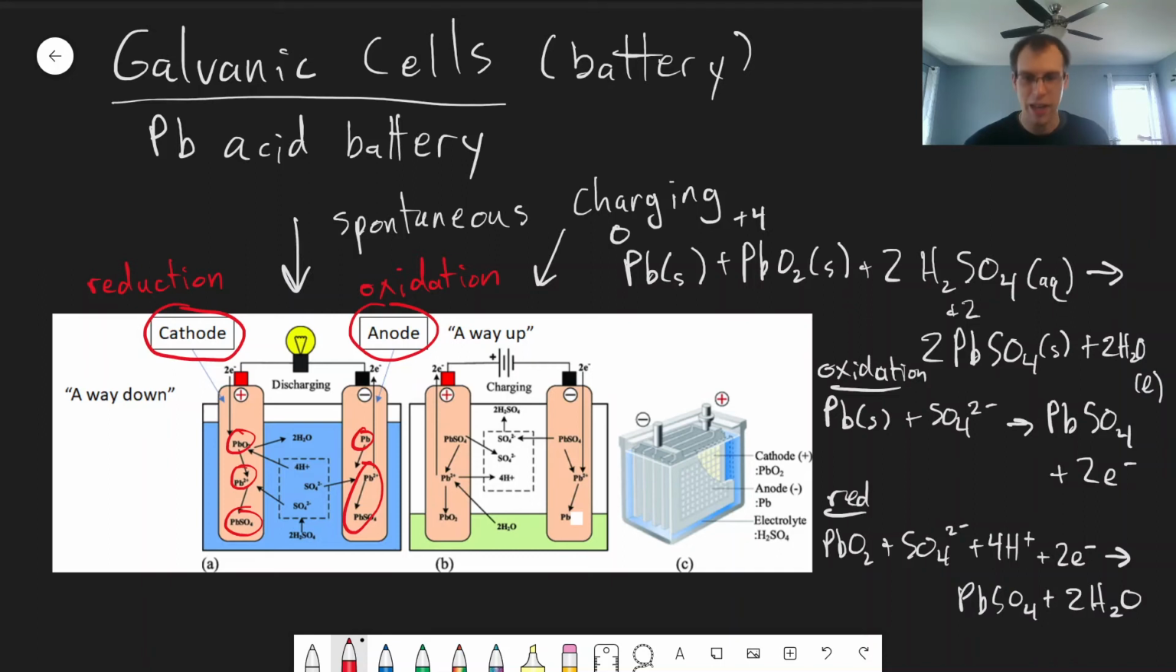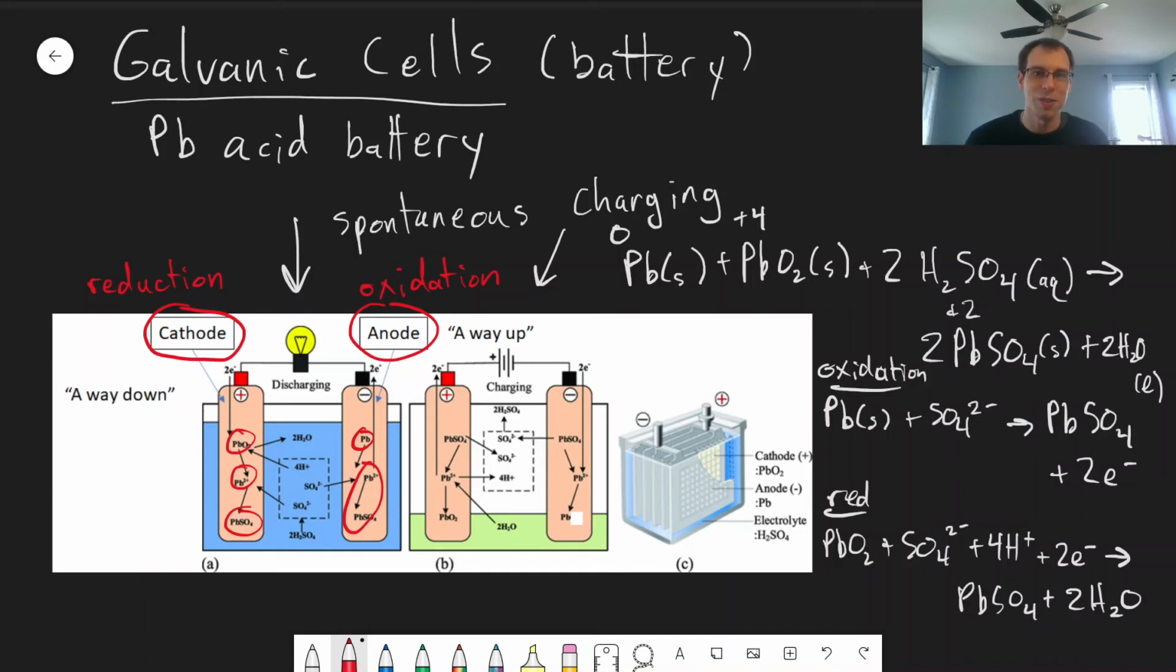The words cathode and anode come from a way down and a way up in, I believe, Latin. So anode oxidation, the electrons go up. Cathode, where reduction happens, the electrons come down. In terms of thinking of this as positive or negative, the electrons go towards the more positive side. So the cathode is our positive electrode, and the anode is our negative electrode. So the electrons are coming from the anode and going to the cathode.